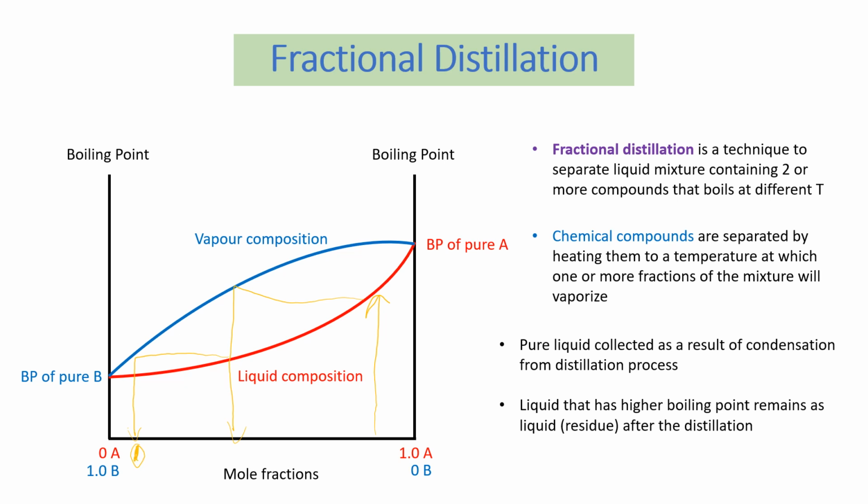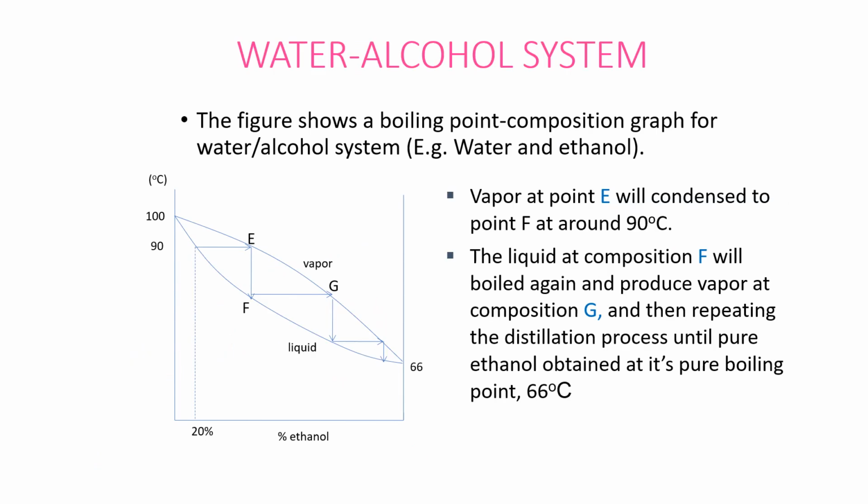Let's say compound B, approaching compound B here. This one will be collected as the pure liquid, and then the liquid that has the higher boiling point will remain as a liquid or residue after the distillation. This is an example of a water-alcohol system.